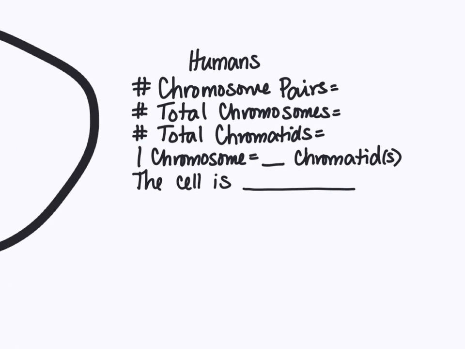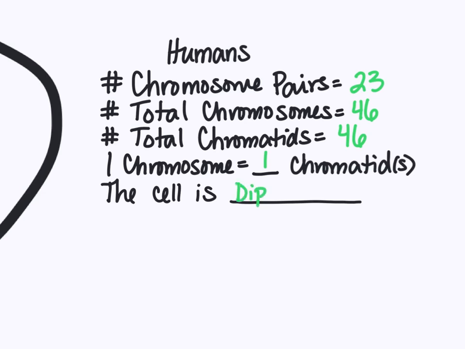The number of pairs of chromosomes at this point is going to be 23. So we have 23 pairs of chromosomes, just like how we started with mitosis. This means that we have a total of 46 chromosomes, because 23 pairs means 23 times 2, which gives us 46. We also have 46 total chromatids, and that's because each chromosome is only made up of one chromatid at this point. Now this cell is diploid, and it's diploid because we still have paired chromosomes, which means we have homologous chromosomes present.